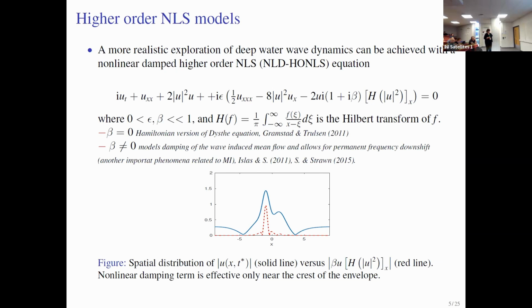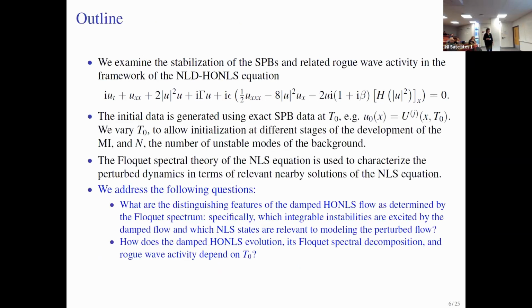And so the nonlinear damping is non-uniform. In this figure, you can see the blue curve is the amplitude of U at a given time slice T star, and the dashed red line is the amplitude of the damping term. And so you see that the nonlinear damping is really only effective near the crest of the envelope. And so steeper waves are going to feel a significantly stronger damping.